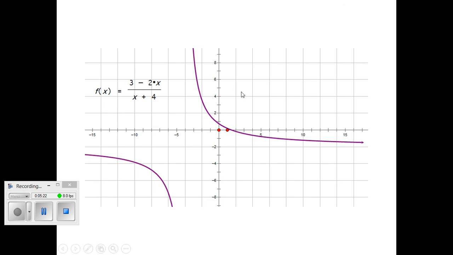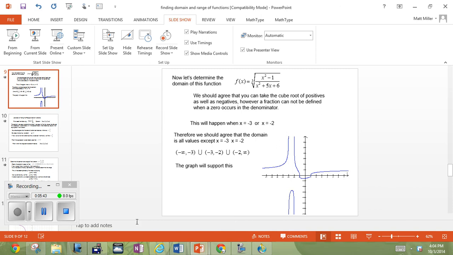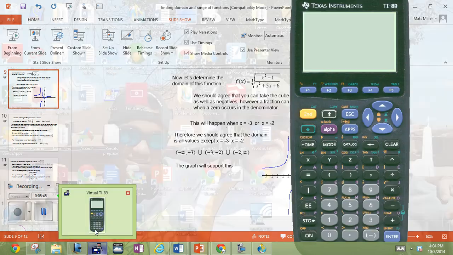So we have the horizontal asymptote at x equals -4, the HA, and we have the vertical asymptote at y equals -2, okay, which is the VA. And most of the time we're after the HA and the VA, okay? Now, let me show you that on the calculator.